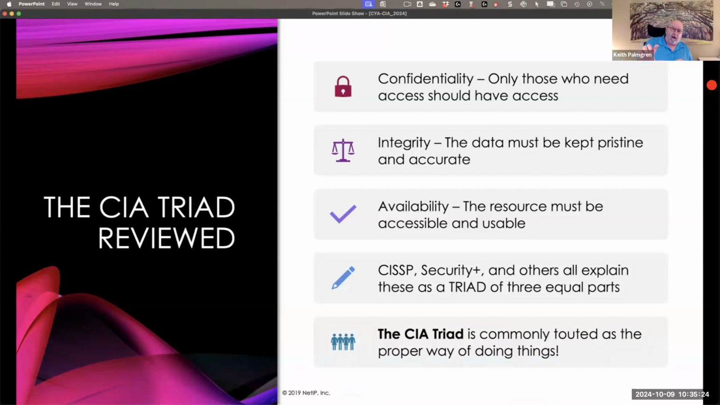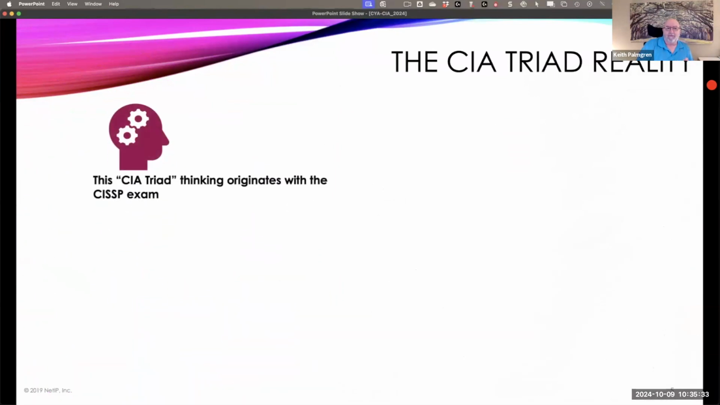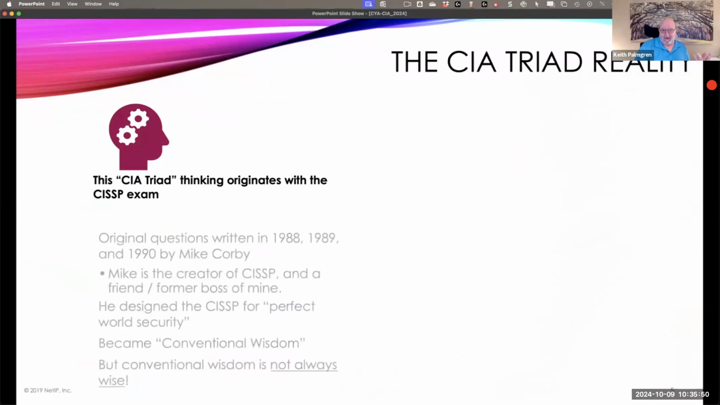In this talk, we are going to take this entire idea of this being a triad of three equal parts, and we're going to shatter that misconception. Let's understand where this originally came from. The first occurrence of the term CIA triad that I can find anywhere in any book or anything else in the cybersecurity industry is on the CISSP exam.